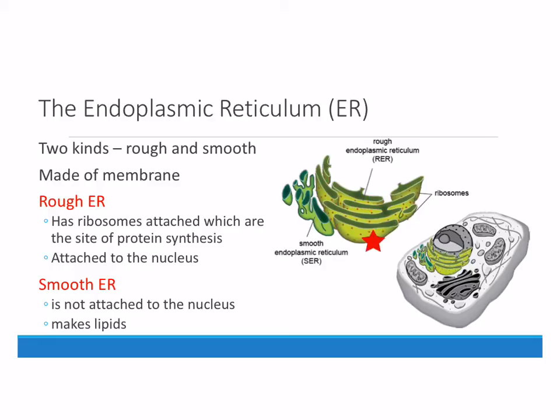The rough ER is usually attached to the nucleus. So you'll see it right attached next to the nucleus. And then the smooth ER might be further out into the cytoplasm. It's shown here. And it's the site of lipid synthesis, so where lipids are made in the cell. Rough ER, proteins are made. Smooth ER, lipids are made.